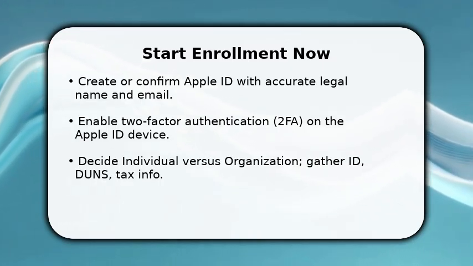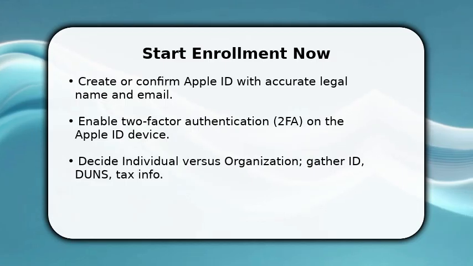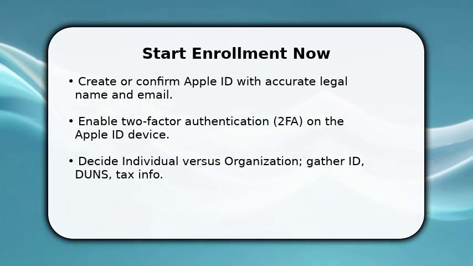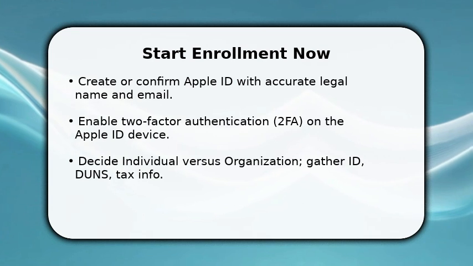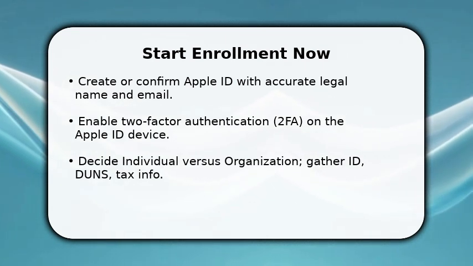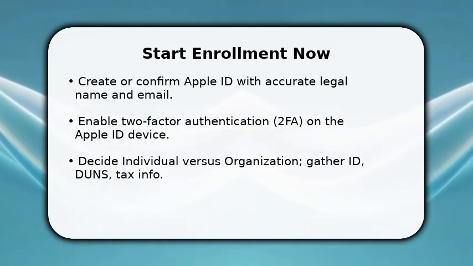Decide whether to enroll as an individual or organization. Organizations need a DUNS number and legal formation documents. Once decided, gather a government ID, business registration, and tax information so you can complete forms quickly. Starting now shortens verification delays and prevents repeated back and forth during the application.